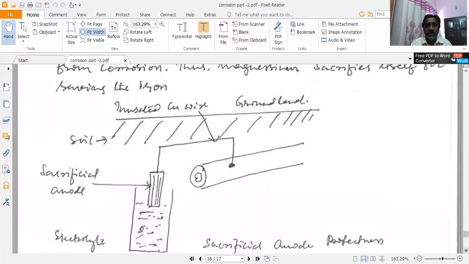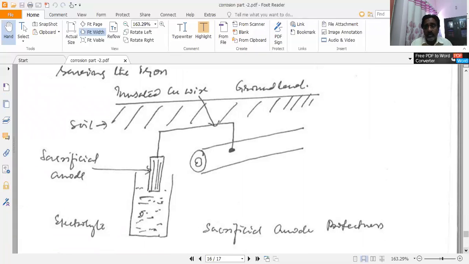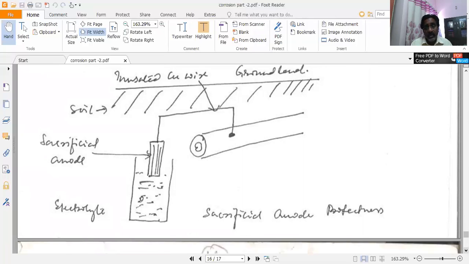So here you have the picture. You have an underground steel pipe, and beside it a magnesium rod under a suitable electrolyte. Both the magnesium rod and the steel pipe are connected by an insulated copper wire. Here magnesium acts as anode and the steel pipe acts as cathode, and oxidation takes place at the anode and thereby corrosion occurs there, and due to this the steel pipe is protected from corrosion.